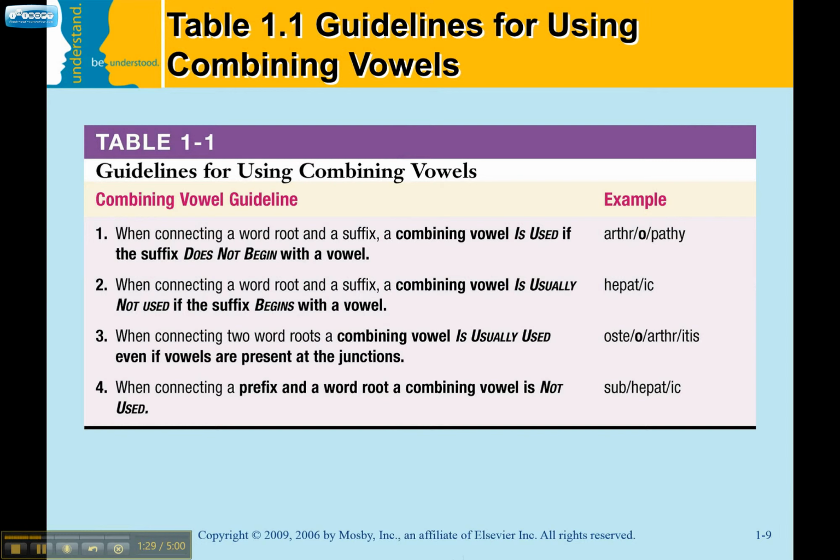So they have a couple of guidelines for using a combining vowel. Go through those and just get a basic understanding of it. If it doesn't sound like an appropriate word, then an O usually isn't going to form there. Like you wouldn't say hepatoic. You're just going to say hepatic.